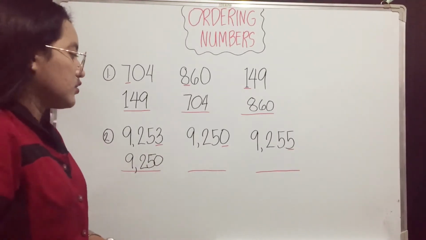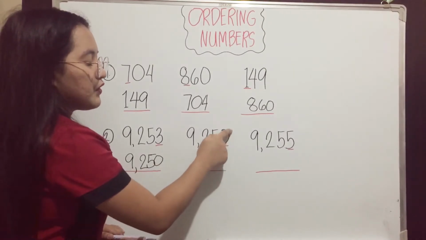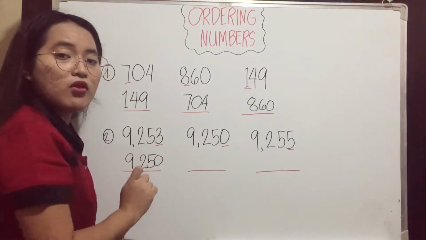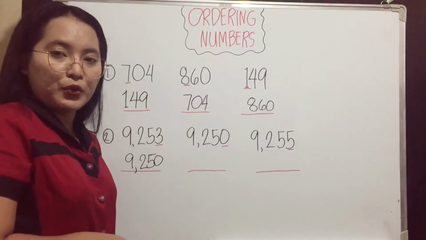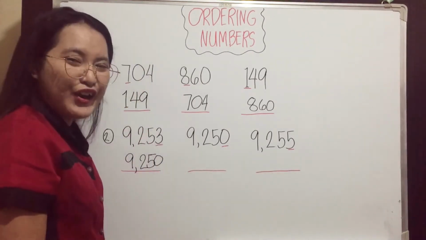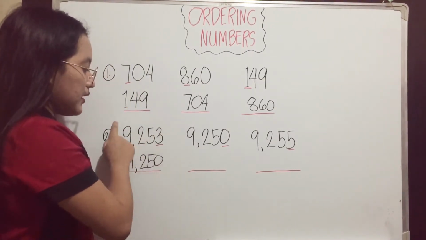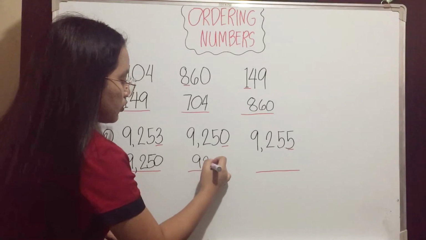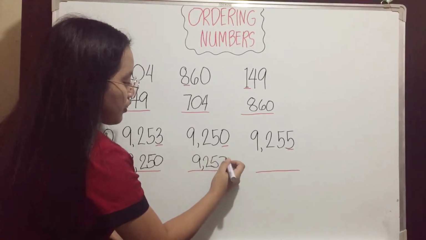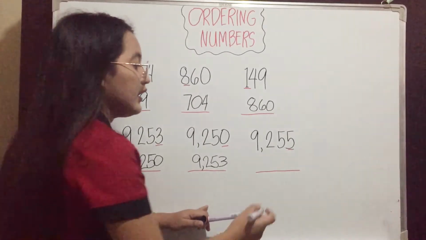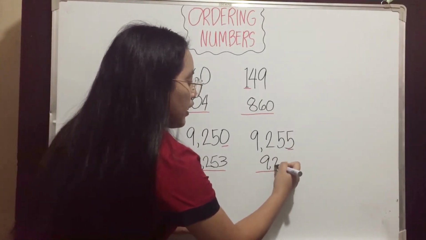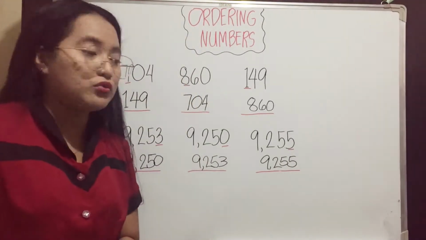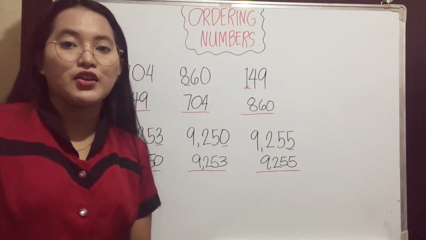How about the second one? 9,250 is taken already. So we remain with the two numbers. Which among the two numbers has the lowest value? Is it the 3 or the 5? Very good. It's the 3. So we will copy the whole number or the whole value. So we have 9,253. And the last one will be 9,255. And that's how we are going to order them in increasing order.